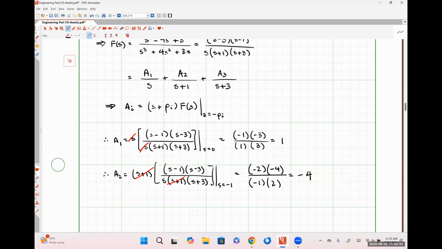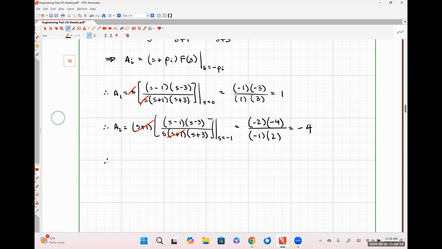Because my rule tells me to evaluate it at the negative of the thing that sets it equal to 0. So effectively, if I have s plus 1, I want the negative of that number, effectively. The thing that makes it blow up.